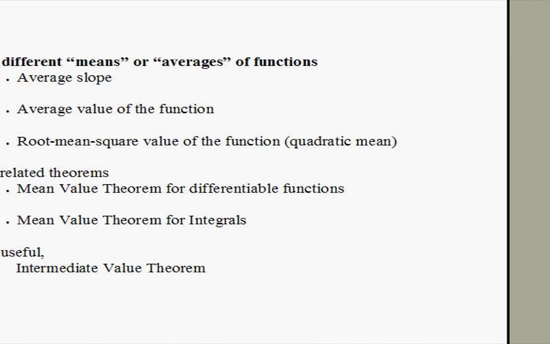There's the average slope, the average value of the function, and then there's another commonly used average, the root mean square, which is a quadratic mean of the function. This is used for periodic functions. In this lecture, I'm going to discuss the average slope and the average value of the function and relate them to two theorems, the mean value theorem for differentiable functions and the mean value theorem for integrals.